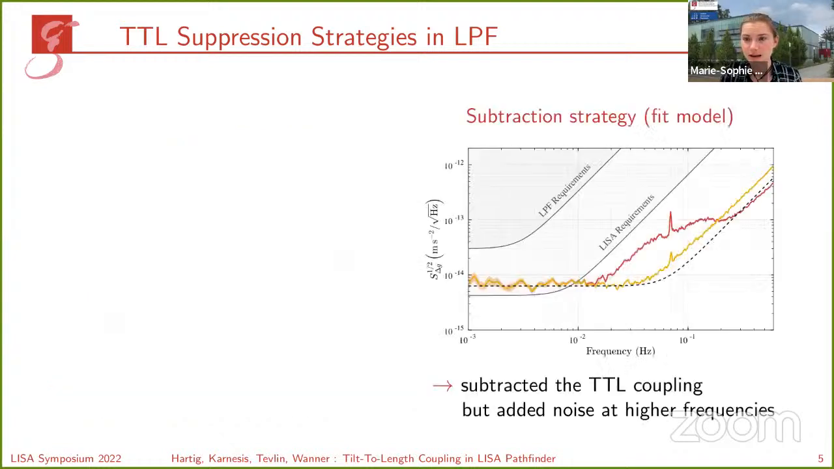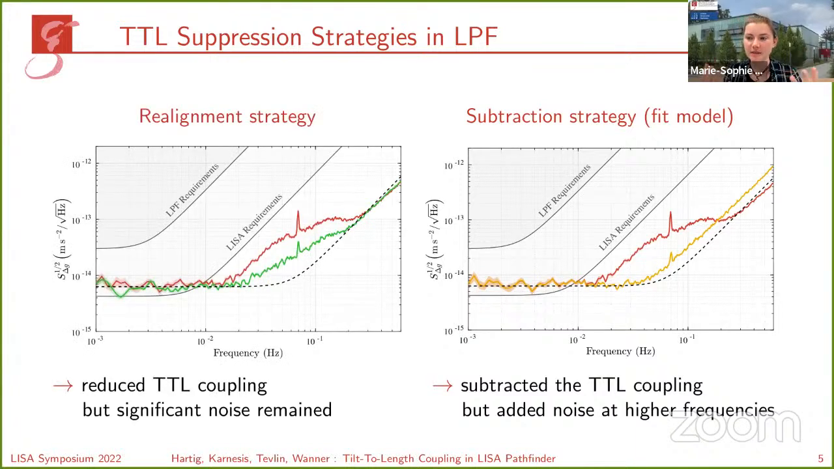Therefore, there was a second strategy, a subtraction strategy. For that, the noise was fitted and the fit model was then subtracted from the measurement. This is shown as a plot at the right-hand side, where you can see again in red the pre-engineering noise, and in yellow the noise remaining after the subtraction. You find that you actually have higher noise at higher frequencies, since the noise from the fitting quantities was added due to the subtraction of the fit.